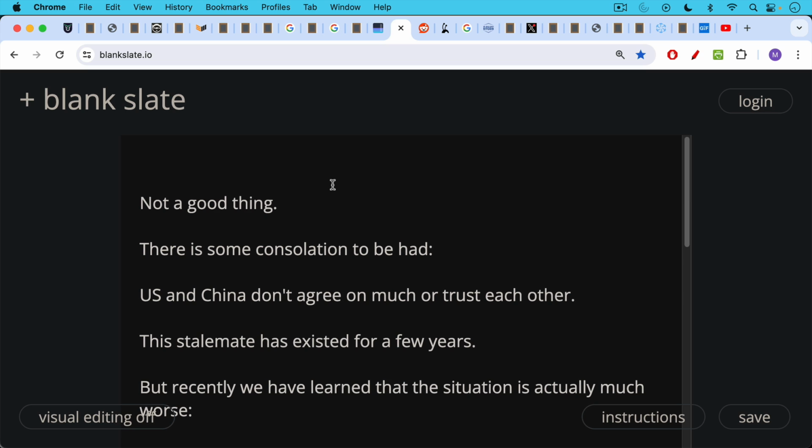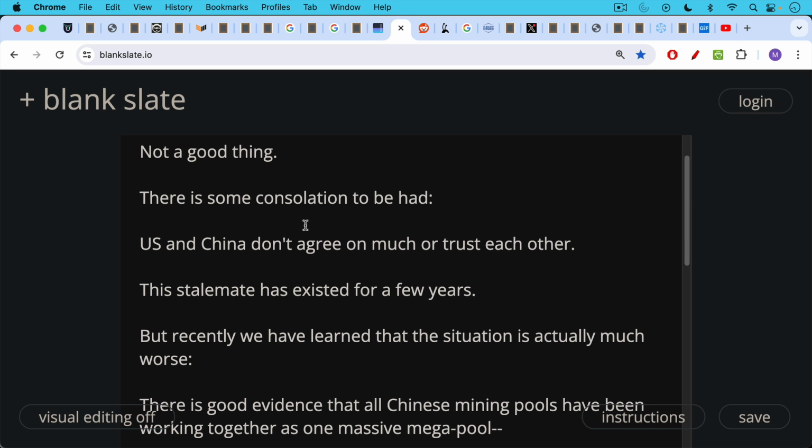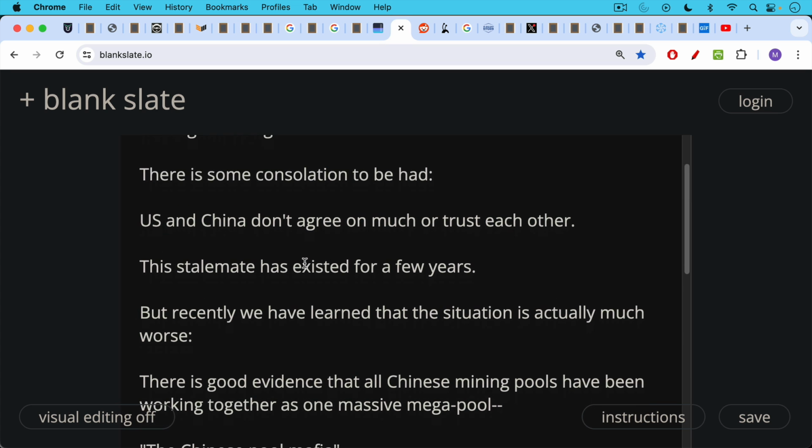This is not a good thing to have two very large mining pools with this much of the hash, but there is some consolation to be had that the US and China don't agree on much or trust each other. They have a lot of trouble working together these days. This stalemate has existed for a few years in terms of the two largest mining pools, but recently we've learned that the situation is actually much worse than we thought.